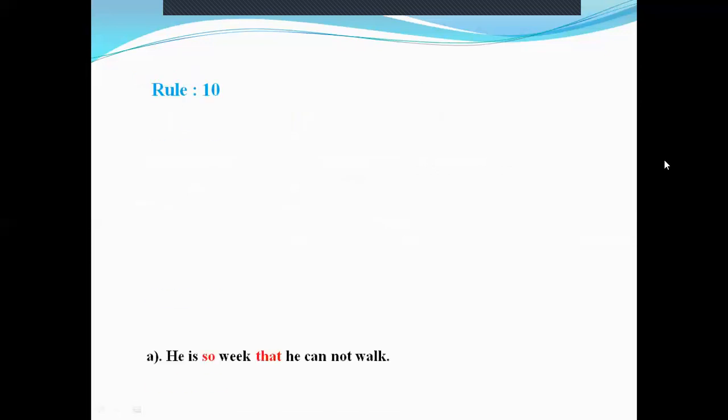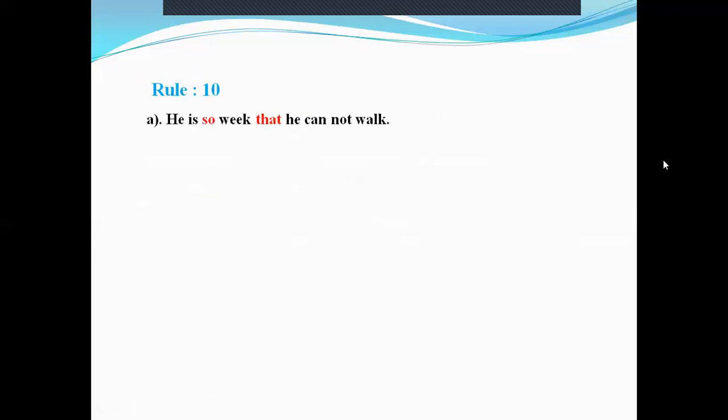Rule 10. A, he is so weak that he cannot walk. If you find "so...that" in a complex sentence, use "too" instead of "so" and "to" instead of "that", and omit the subject, auxiliary verb and "not". So the answer will be: He is too weak to walk.